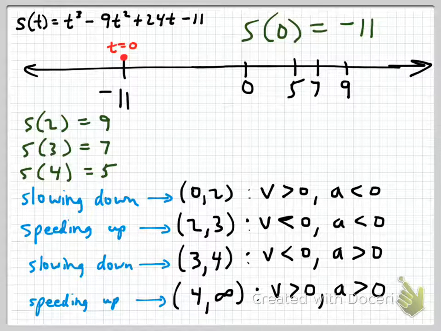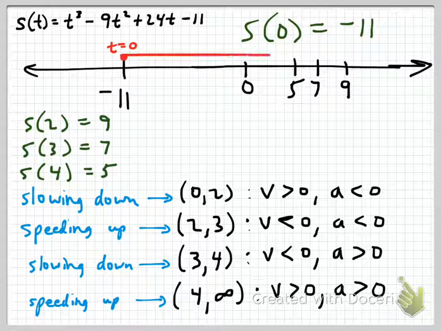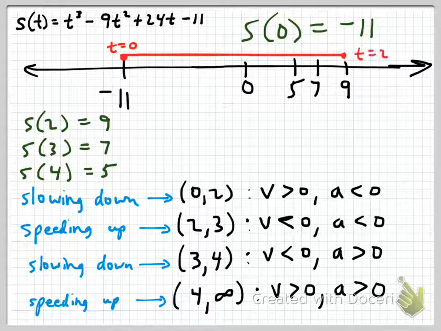So at t equals 0, remember, the particle is moving to the right. Velocity is positive from 0 to 2. So we have this particle moving to the right, but slowing down, getting all the way to 9. Okay, so the particle is right there at 9 at the time t equals 2. T equals 2 right in that spot.